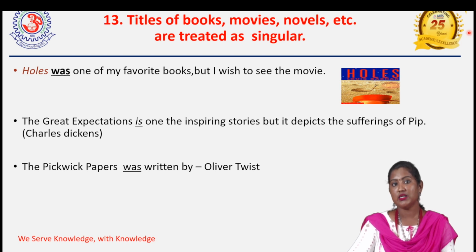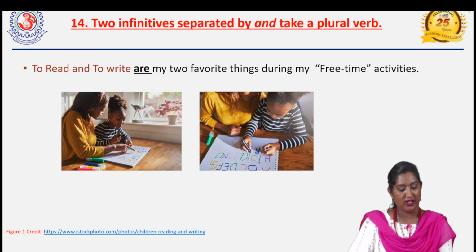When it comes to the title of a book, The Great Expectations is one of the inspiring stories, but it depicts the sufferings of Pip. So this Great Expectations was written by Charles Dickens. So this we have to note down. So the title of books or movies or novels, though it is given in the plural form, we have to treat it as a singular verb. That's it. And we'll move to the 14th one.